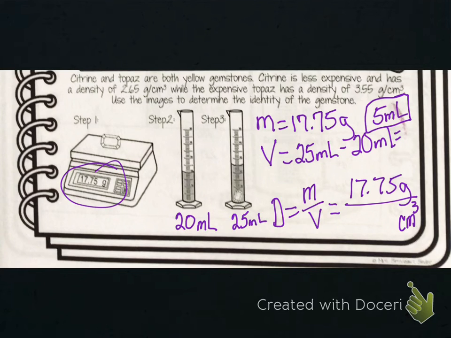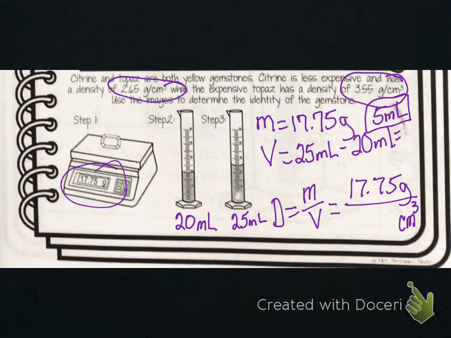Always look back at your question. Our question says, determine the identity of the gemstone. So we're not just calculating the density. You calculate the density, then you see, does it match this one or this one? And then you answer the question. The question is not asking us to calculate the density, but we have to do that to be able to answer the question.